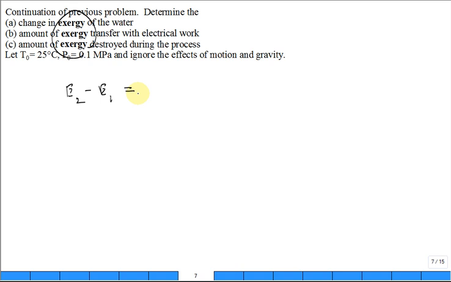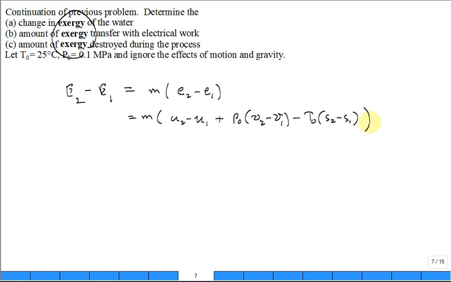So this is equal to the mass times E2 minus E1. That's equal to the mass times U2 minus U1 plus P naught times V2 minus V1 minus T naught times S2 minus S1. True or false? It's just a property. And you would look up those values of U's and S's and V's, and you find that the change in the exergy is 302.5. I know I'm giving it 4 significant digits, a little excessive, but there you go. That's the answer of part A.